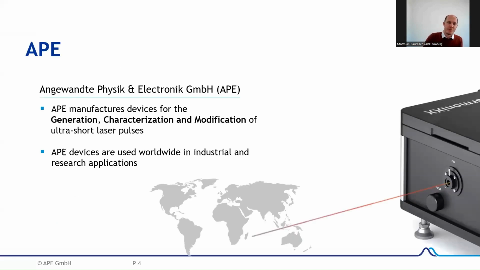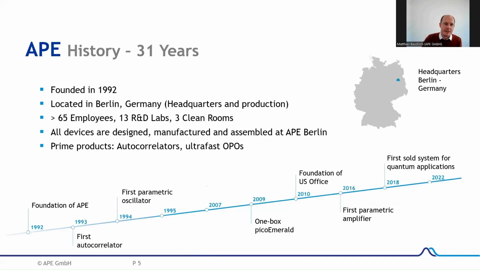Yeah, so let's start with a short introduction of the company. In principle, APE stands in German for Angewandte Physik und Elektronik GmbH. In English, it's Applied Physics and Electronics company. And APE manufactures devices for generation, characterization, and modification of ultra-short laser pulses. And the devices are used worldwide in industry and research. The company is now 31 years old, founded in 1992, and is located in Berlin, Germany. There we have the headquarters and the production.